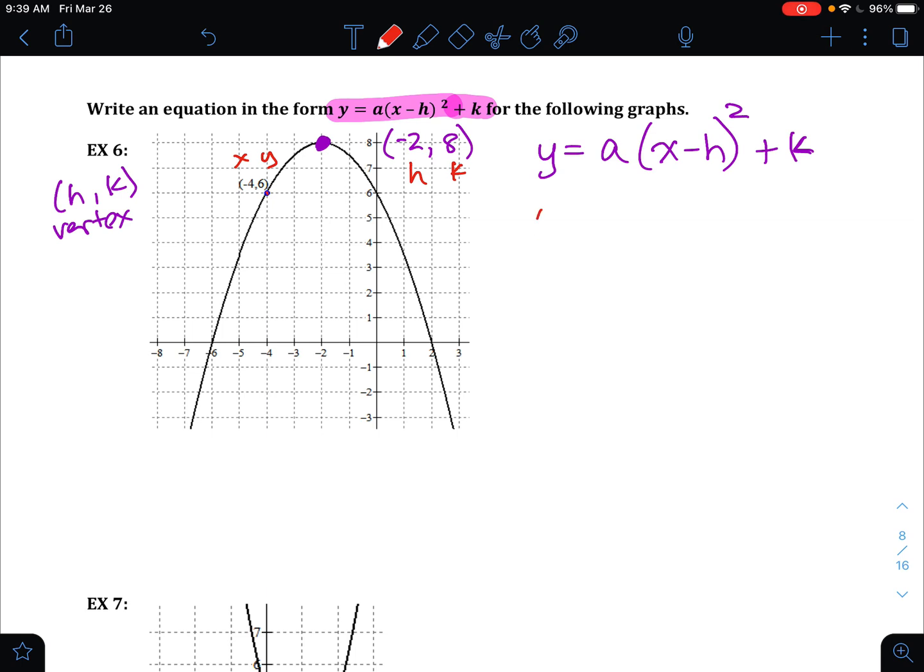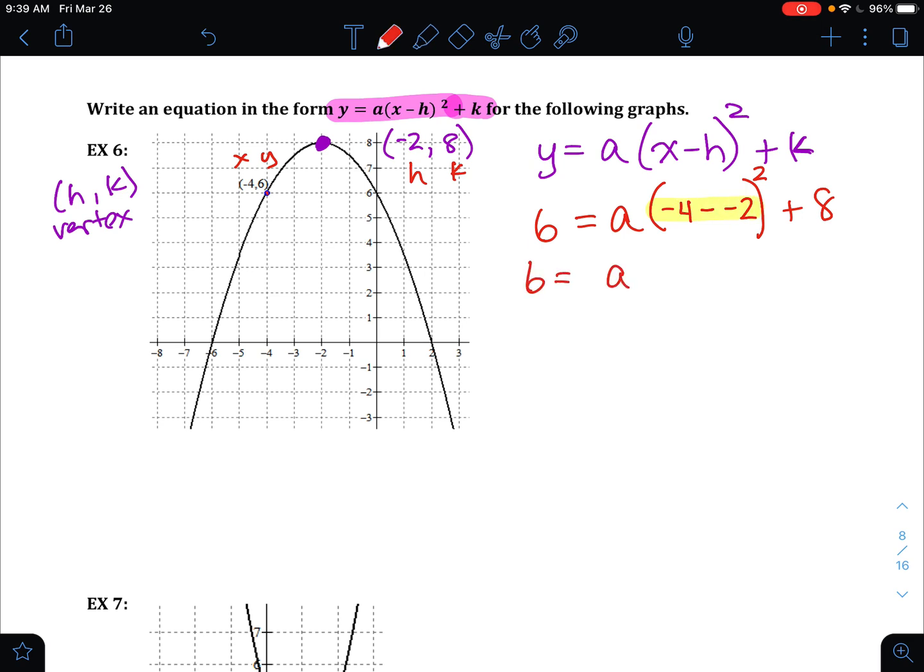Okay, so let's do y equals. So y is 6. I don't know a. Leave it as a. Parentheses. Now x is negative 4. Write down the minus sign. H is negative 2. Close your parentheses squared. The k value is positive 8, so plus 8. Okay, so I'm going to simplify right here.